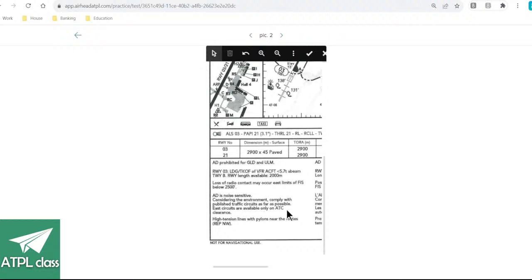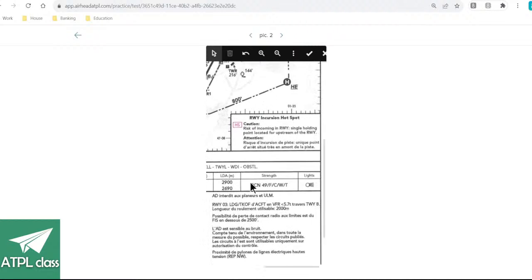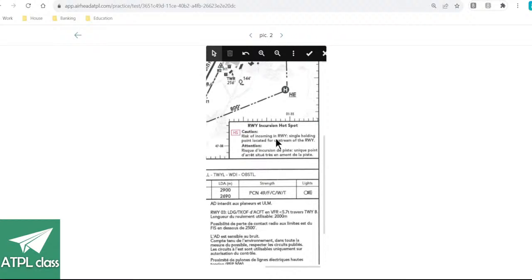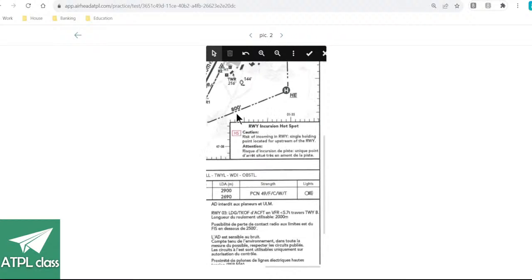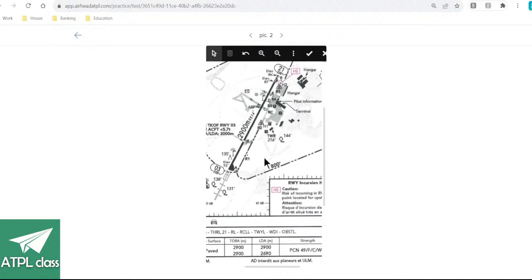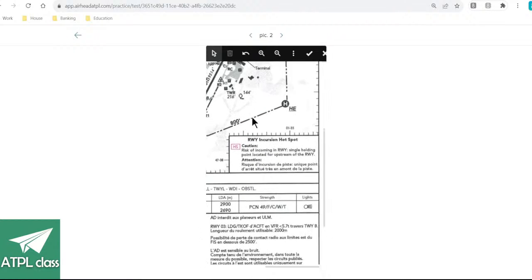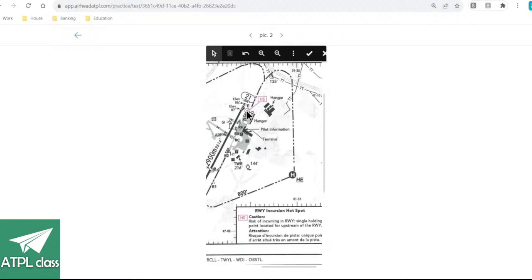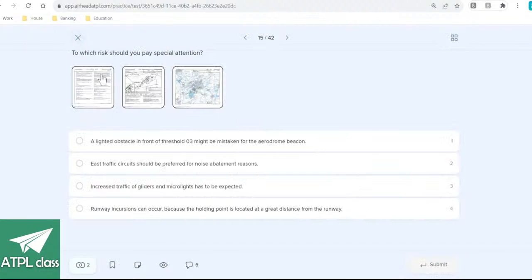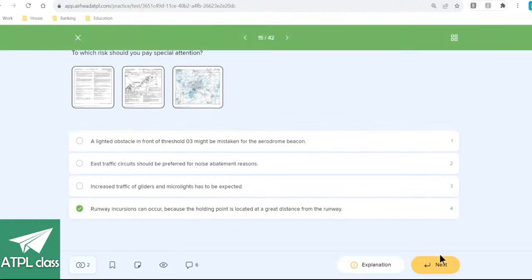Exit tickets are available only with air traffic controller clearance. Risk of runway incursion, hotspot HS. Where's HS? There. Ah, okay, so they've given us a risk. Risk of incursion on runway: single holding point located far upstream of the runway. So yeah, that one for runway 21. It doesn't specify runway, does it? Going for that one. Yeah.